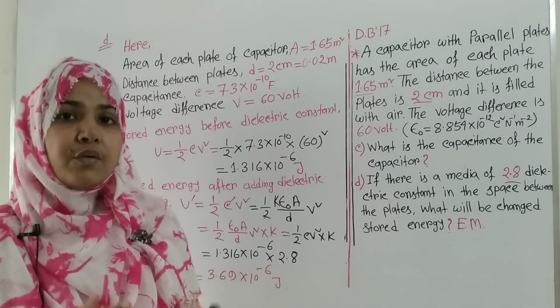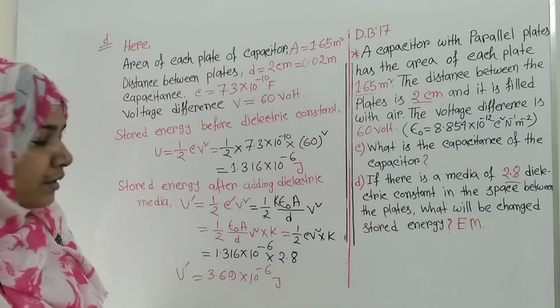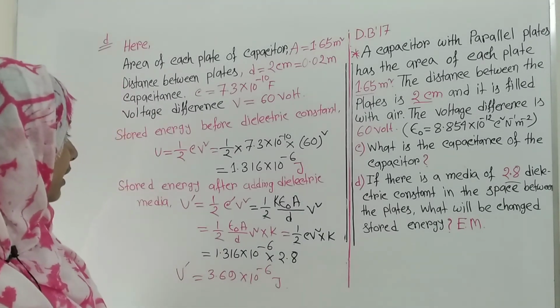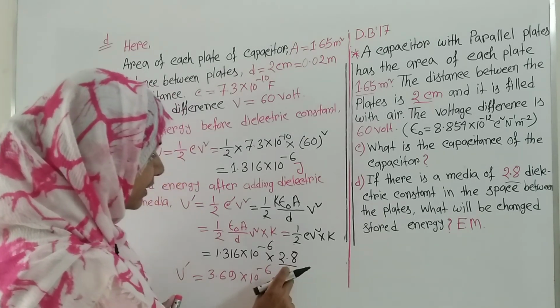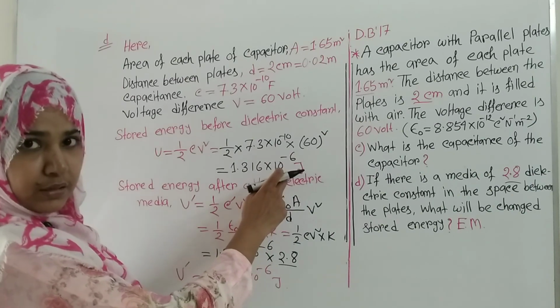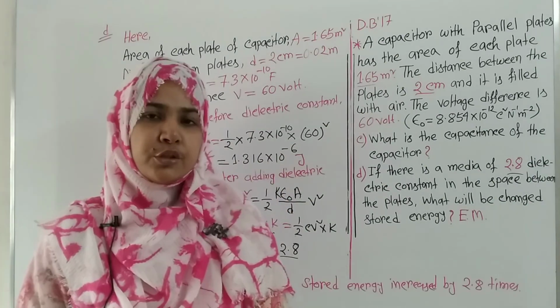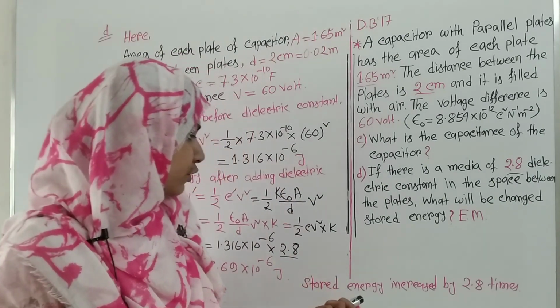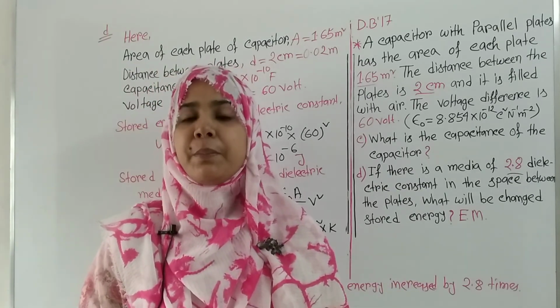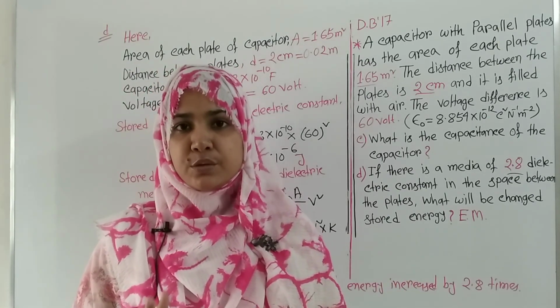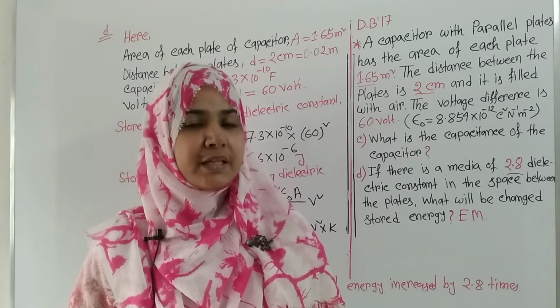Students, from the calculation you can see that the stored energy is 2.8 times larger than the previous one. So we can say that the stored energy increased by 2.8 times after keeping the dielectric media between the two plates of the parallel plate capacitor.